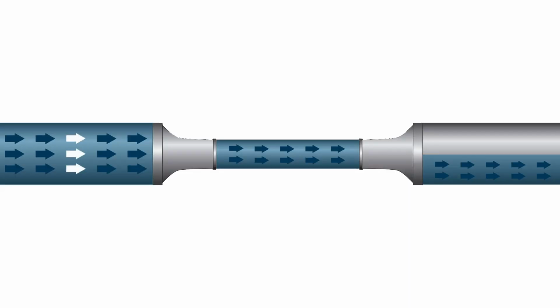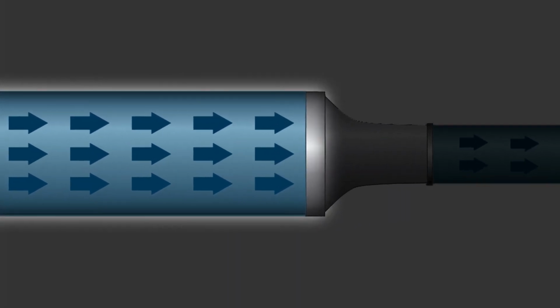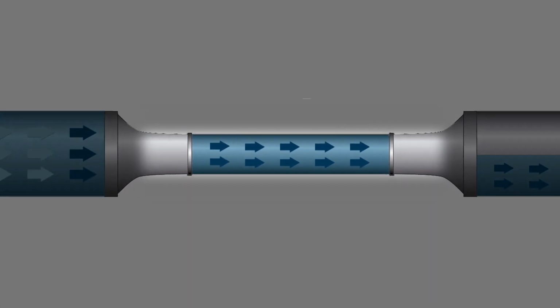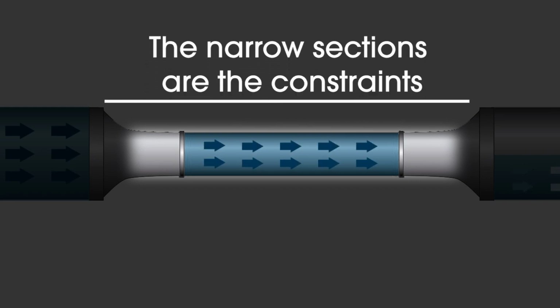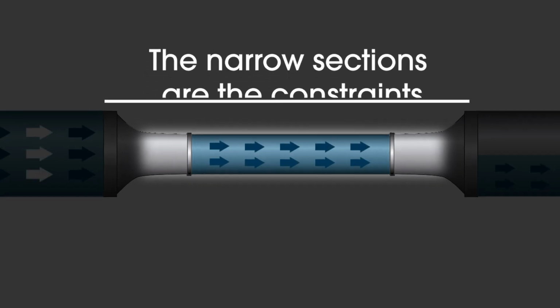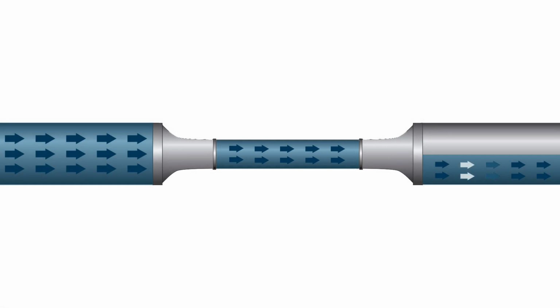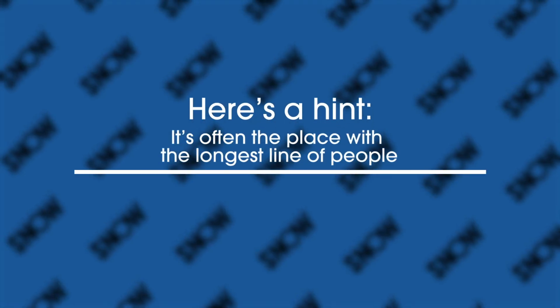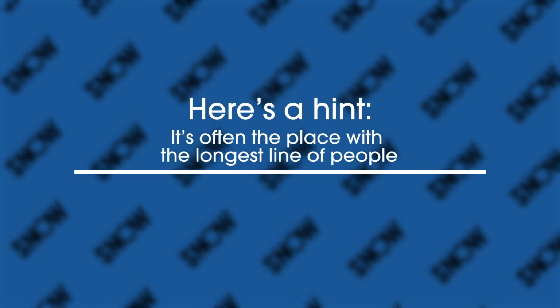Think of your rental shop process as a water pipe. You want water to flow smoothly through the pipe without any backups. Within that pipe, there are wider sections that can process more water and narrow sections that can process less water. The narrow sections are the constraints, and the constraints determine the speed of the entire system. Here's a hint. It's often the place where there's the longest line of people.